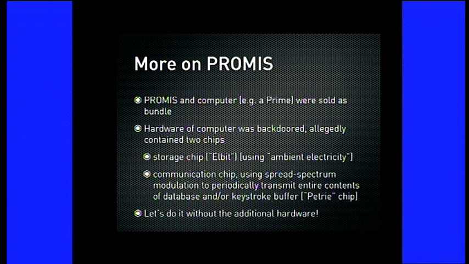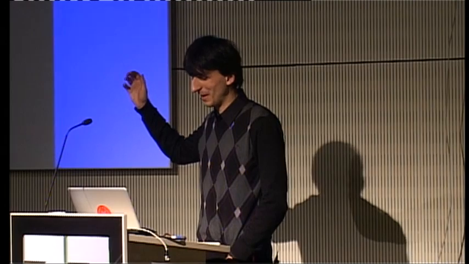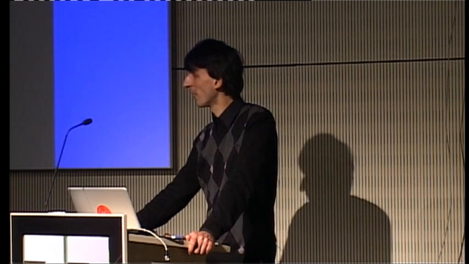So there was a storage chip called the L-bit, and this used something called ambient electricity. Apparently, I don't believe that, but supposedly it used basically leakage from capacitors, even when your computer was off, to store data for you. And there was a communication chip which used spectrum modulation to modulate out the entire contents of the database and of the keyboard buffer. And this was called the Petri chip.